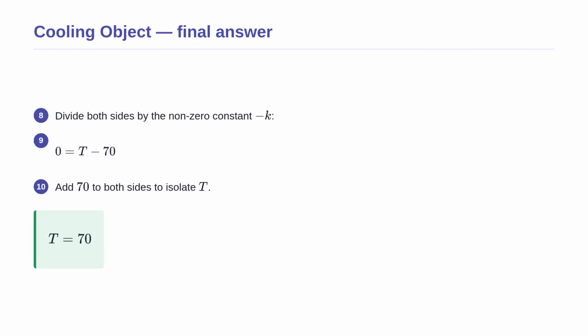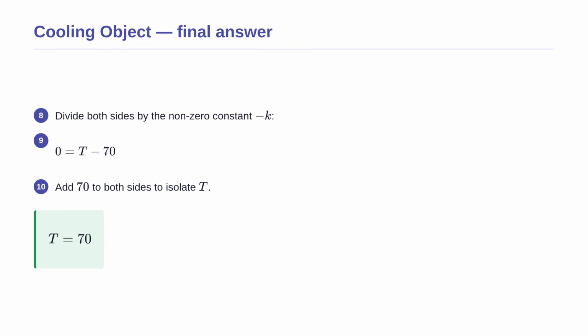Now we solve for the temperature. Since k is a known positive constant, we can safely divide both sides of the equation by negative k. 0 divided by any non-zero number is still exactly 0, which greatly simplifies our equation. We are left with 0 = T - 70. Finally, we add 70 to both sides to completely isolate T. This gives us our calculated equilibrium point of 70.